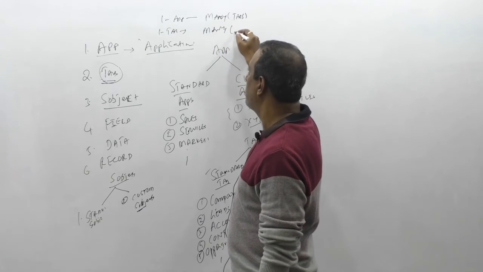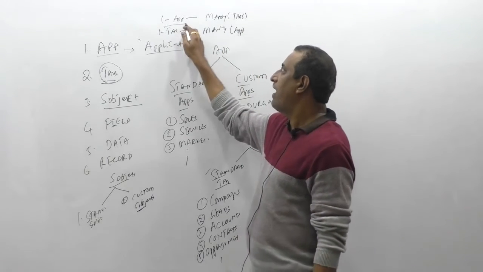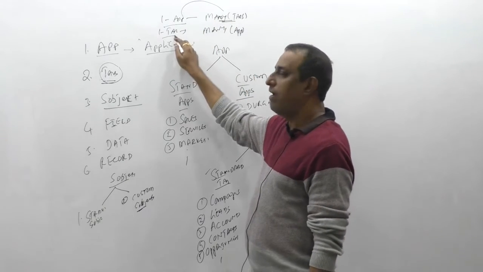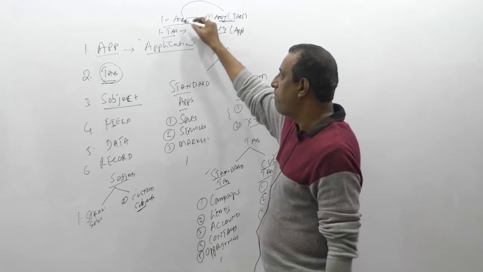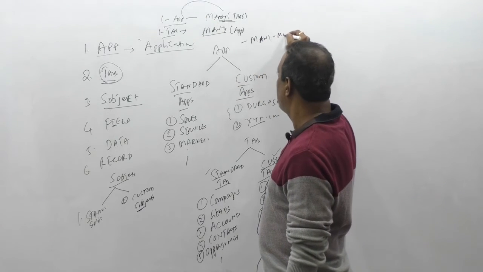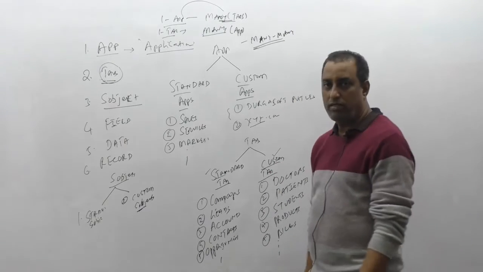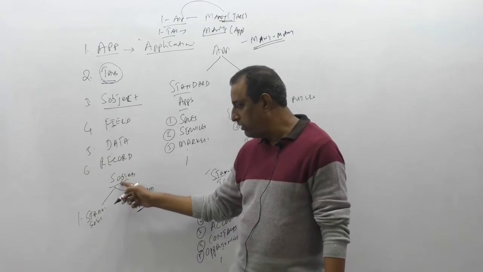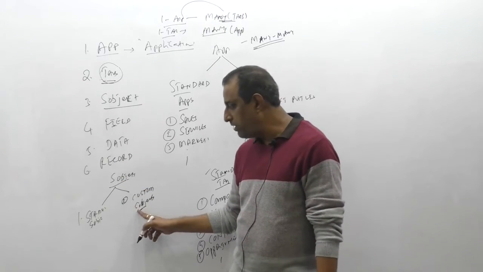Once again, I am repeating, listen carefully. One app contains what? Many tabs, and one tab can exist across many applications. So the relation between the app and tab is what here? Many to many relationship. Okay guys, I hope you understand this point. And coming back to this point, what is this? SObjects. There are two types of SObjects here, standard SObject and custom SObject.